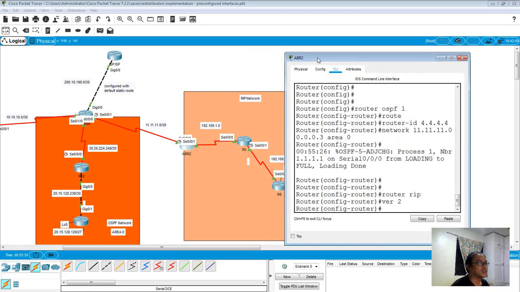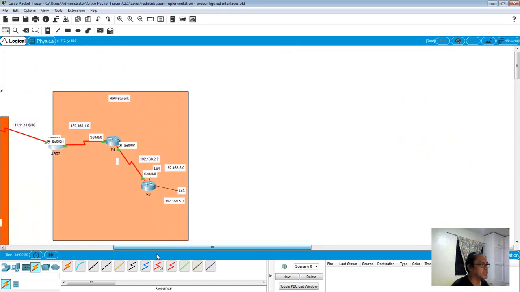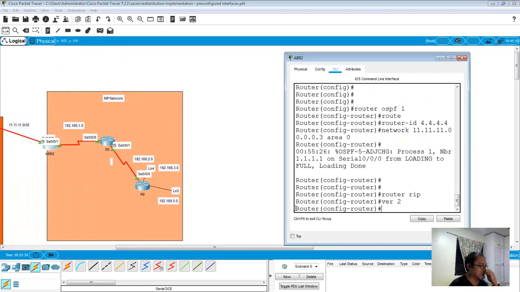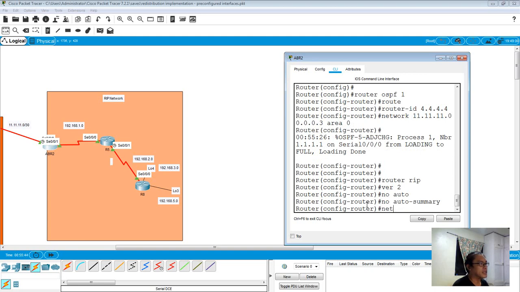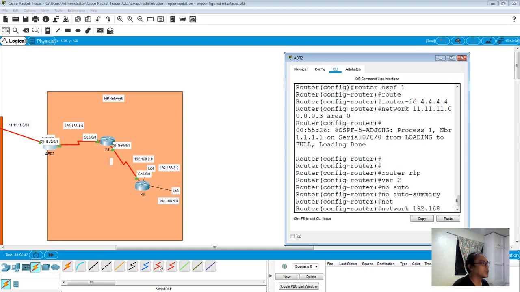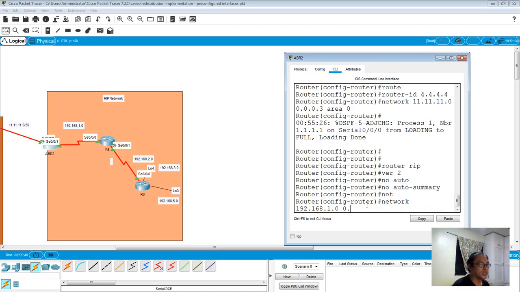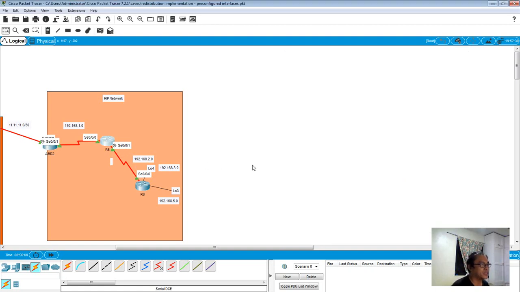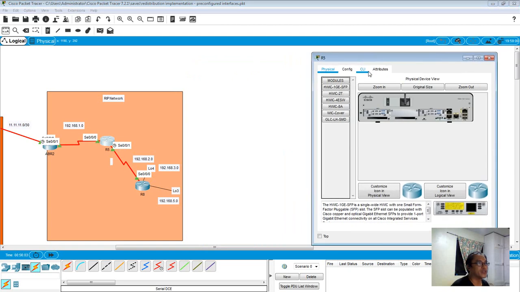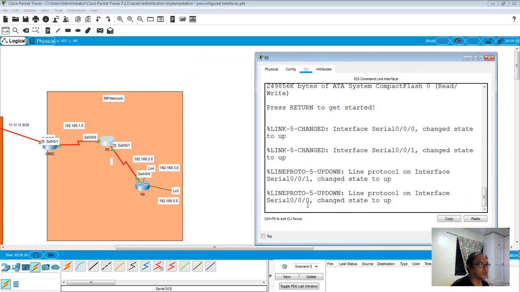Now the next is router RIP, enter, version 2. At this point, we are going to configure the router RIP of this router here. I'm putting the network of this one. So no auto summary, enter, then network 192.168.1.0. There is no wildcard here. You are used to EIGRP and OSPF with a wildcard mask, but in RIP, there is none. So press enter. So that is finished. Then we jump to the next router.